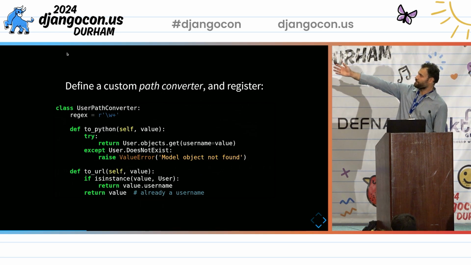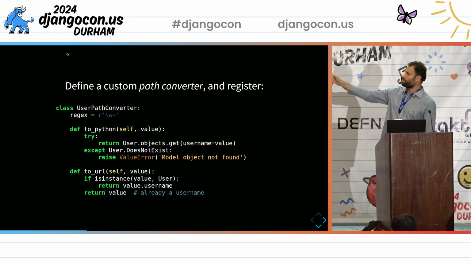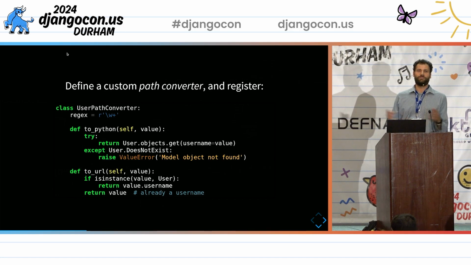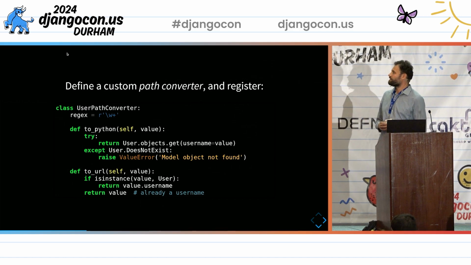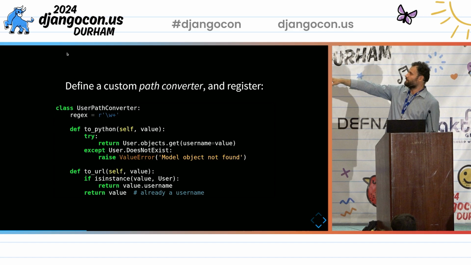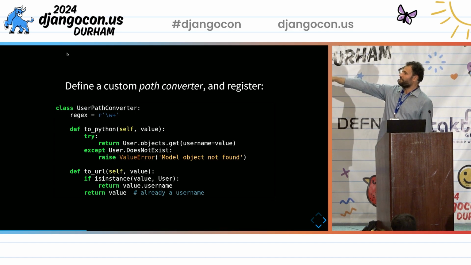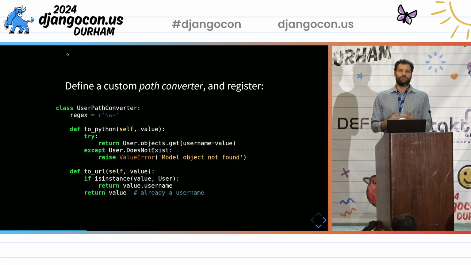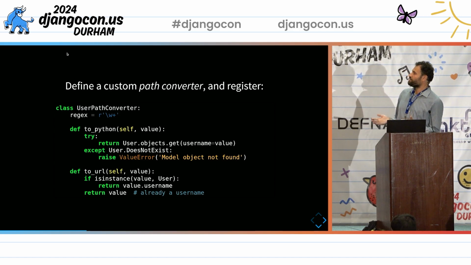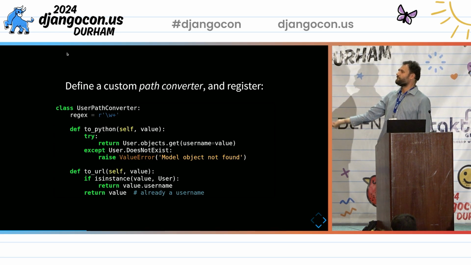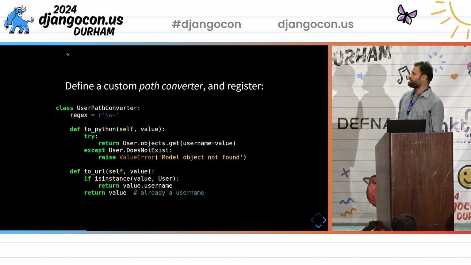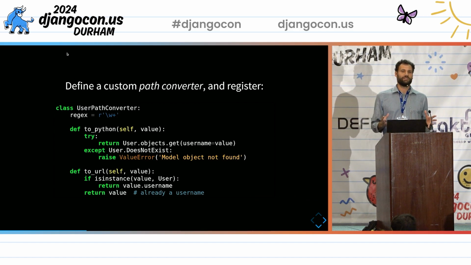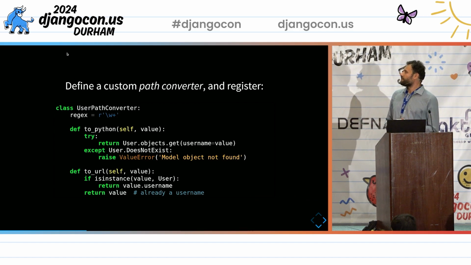Imagine that we have a path converter that we here have named user path converter. And the regex is just an arbitrary string of word characters. And what we can do is in the toPython function, we just make a database query. We are asking, is there a user with that username as value, right? And if there is no such thing, then we raise a value error. And the toURL, which again works in the opposite direction, first checks, do we have a user object? If that's the case, we return the username. And otherwise, we assume we already have the username as a string.